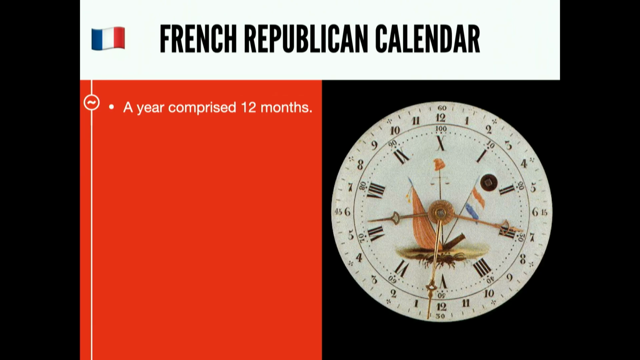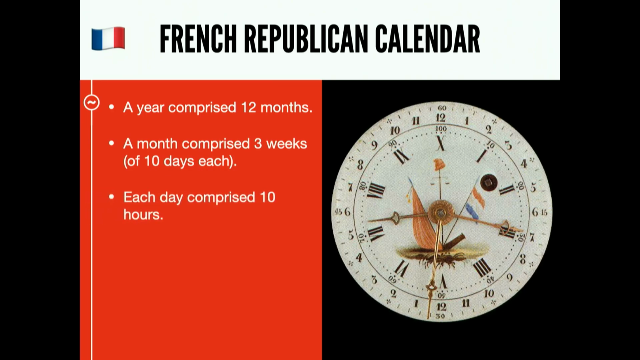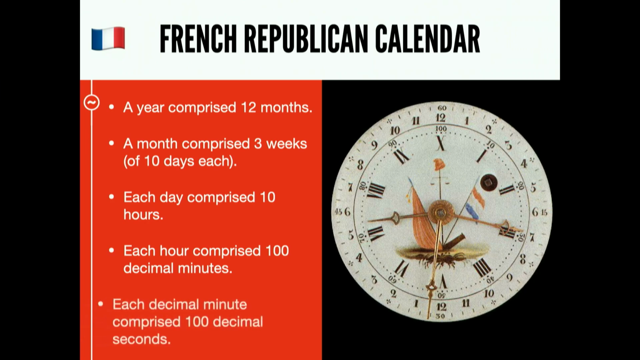The year comprises 12 months, okay? So far, so good. A month contains 3 weeks of 10 days, which are called decades, but that's another thing that'll catch you out. Each day comprises 10 hours. Each hour comprises 100 decimal minutes, and each decimal minute comprises 100 decimal seconds. So the clock that you can see on the side here has both. You can see the 24-hour clock as you would expect it, plus it also has this sort of decimal time.